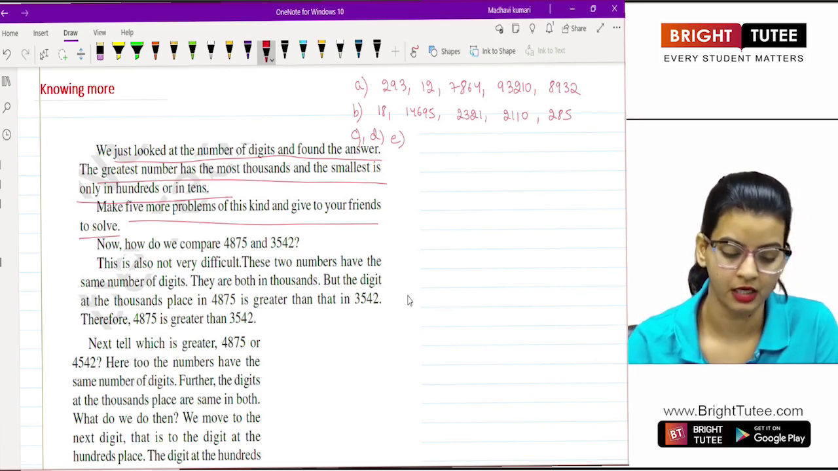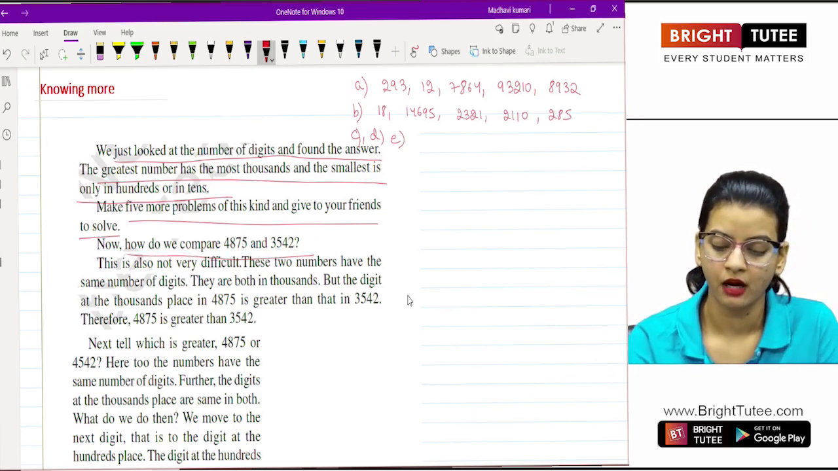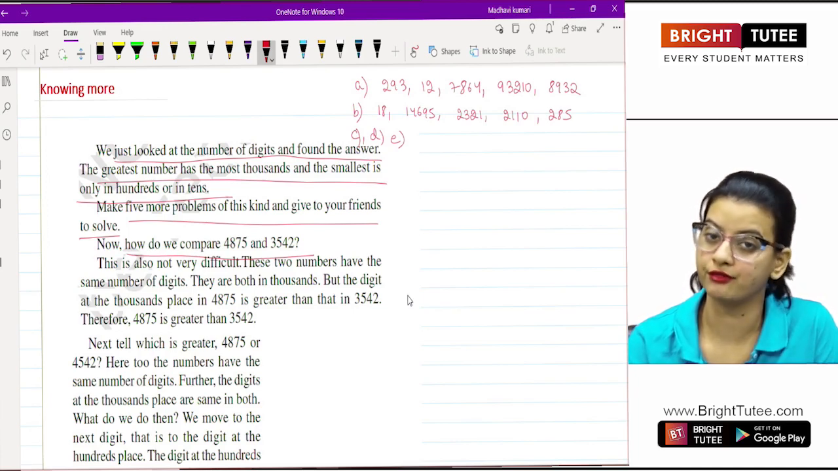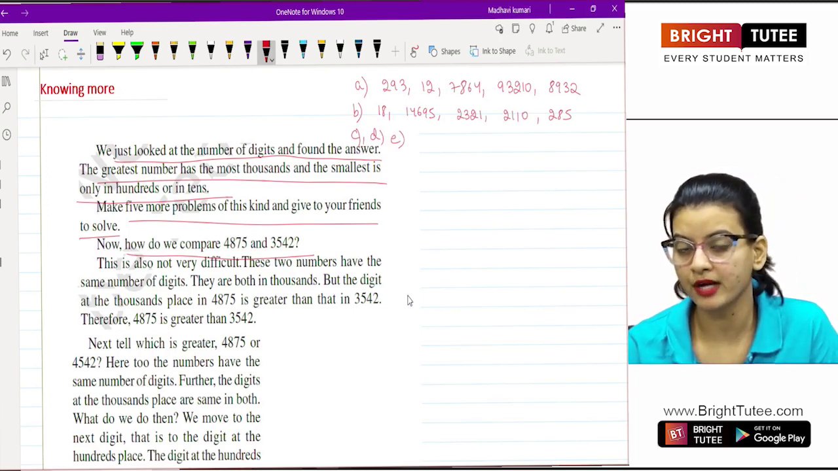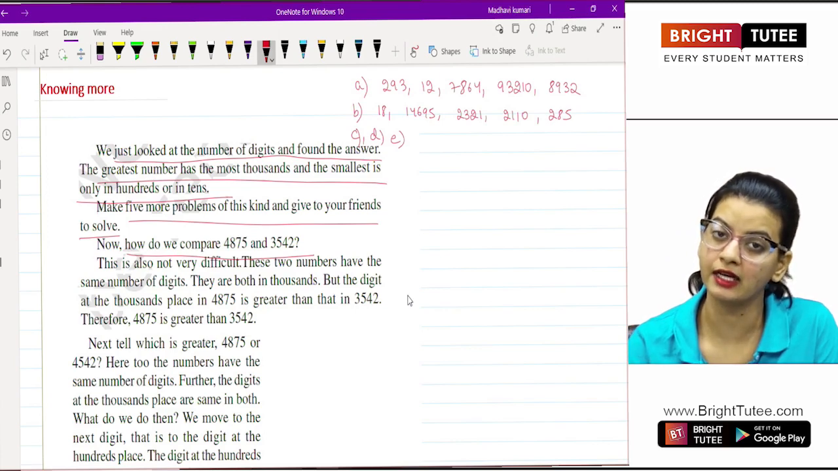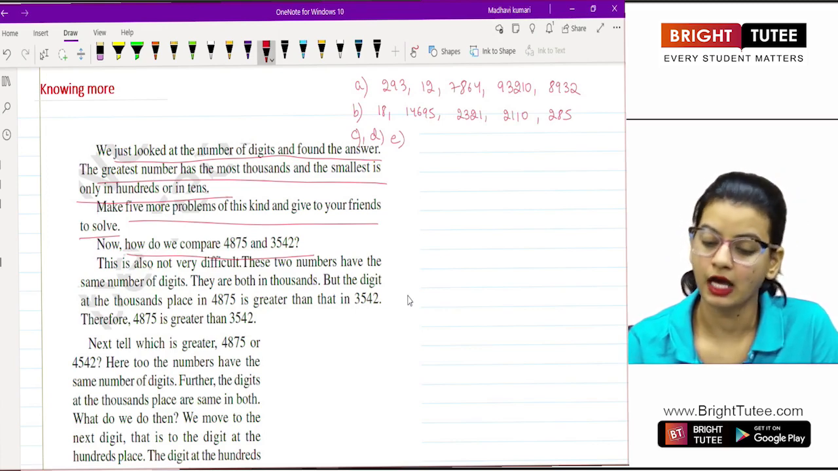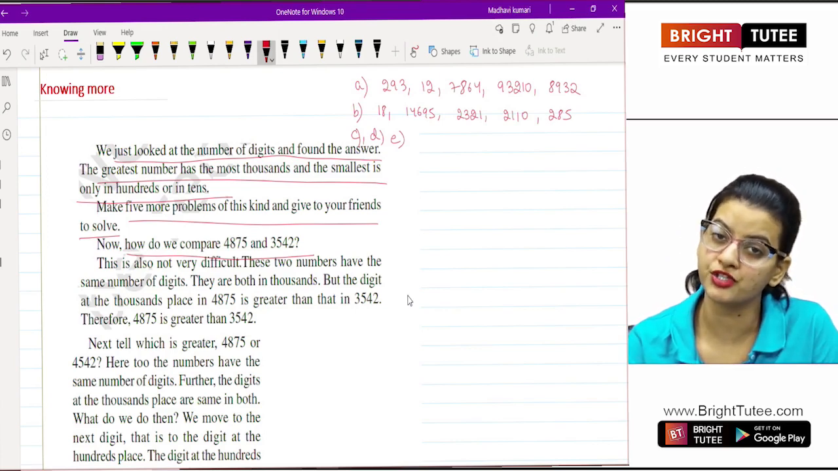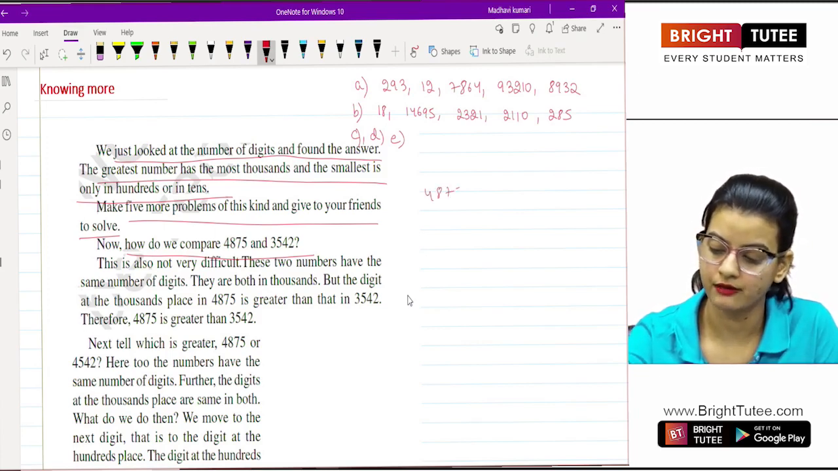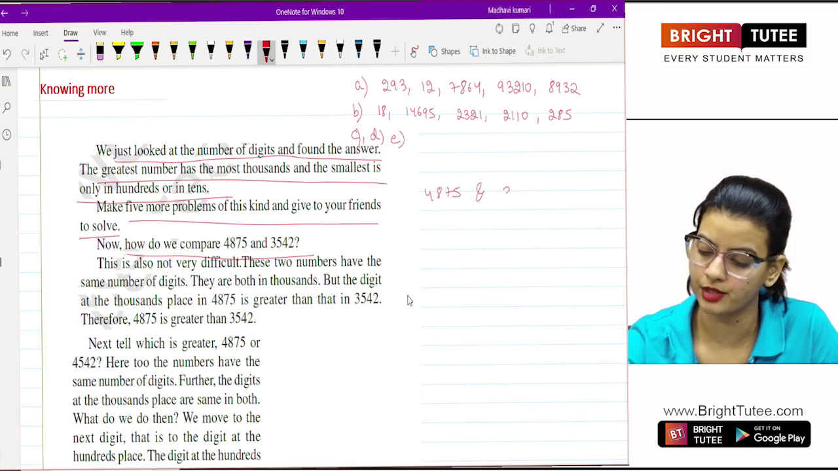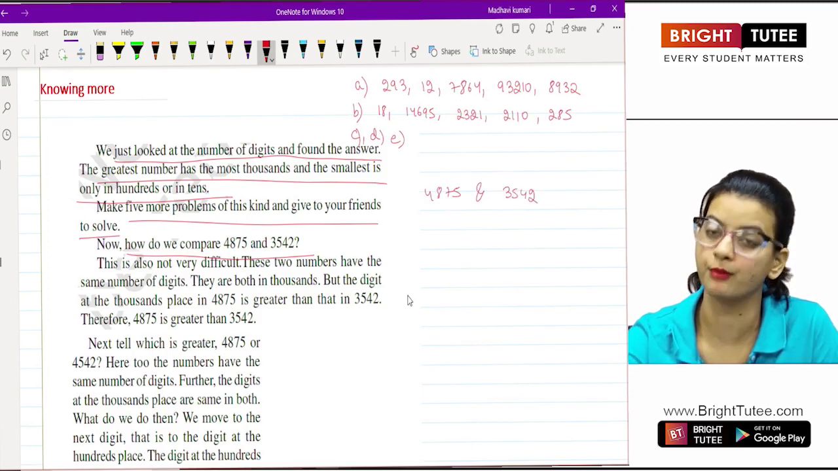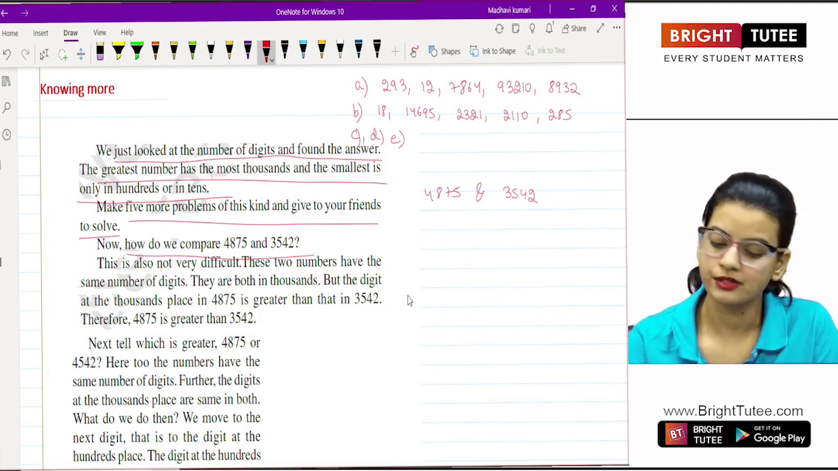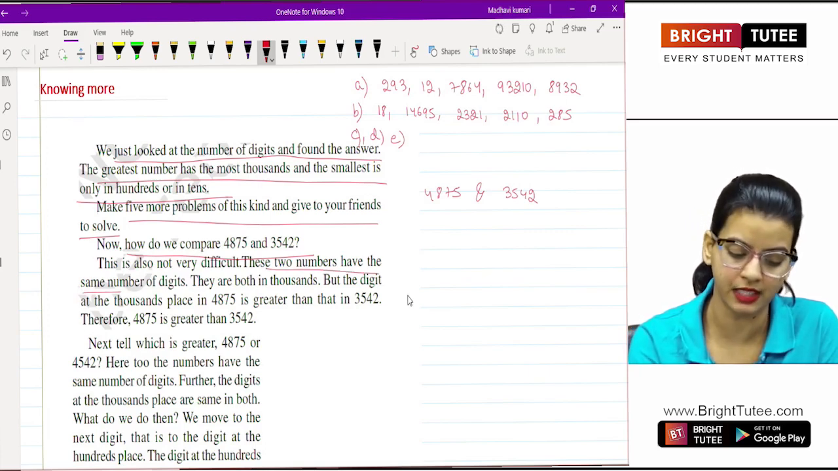Right. Now we have to compare 4875 and 3542. Earlier we were comparing numbers which had a different number of digits. Now we are comparing numbers which have the same number of digits, like 4875 and the next number 3542. So we have to compare these two numbers. This is also not very difficult, because these two numbers have the same number of digits.